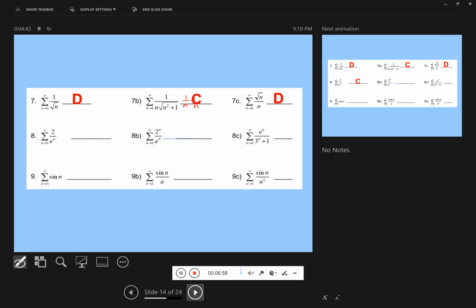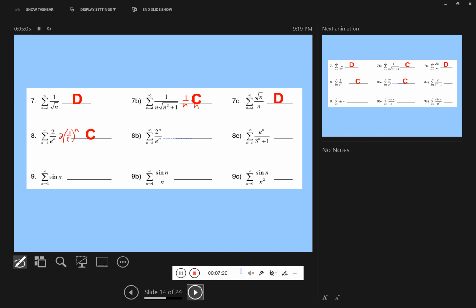All right, what about row 8 all the way across? What do you think? Hopefully you're thinking of number 8 as geometric. So on number 8, it's like a 2 times 1 over e to the n. So therefore it's got to converge.